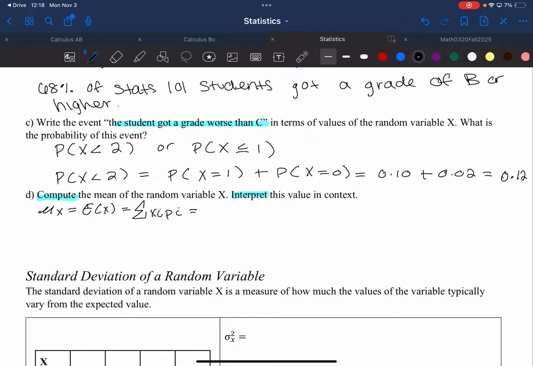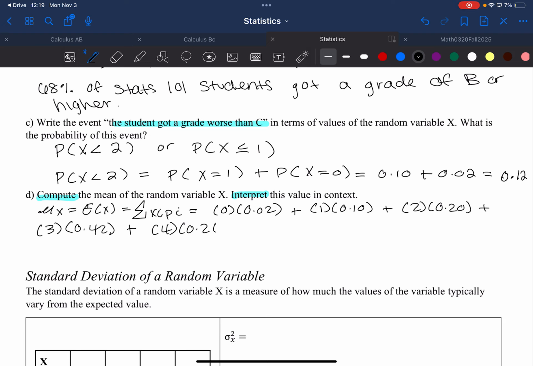Okay, so this is 0 times 0.02, that's when X is equal to 0, plus 1 times 0.10, plus 2 times 0.20. Okay, so I'm at X equals 2, plus 3 times 0.42, plus 4 times 0.26, which is going to give me 2.8. So that is my computation. That's the math part. Then it says interpret this value in context. So what does 2.8 mean?